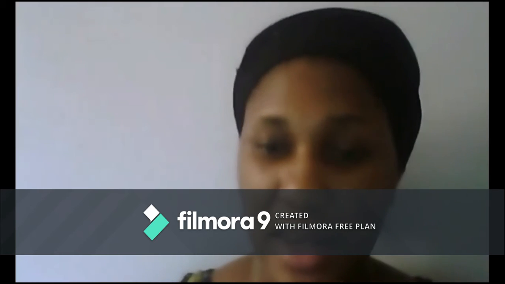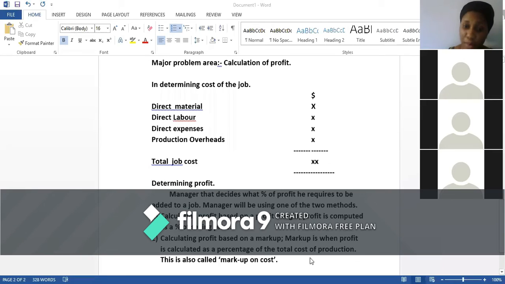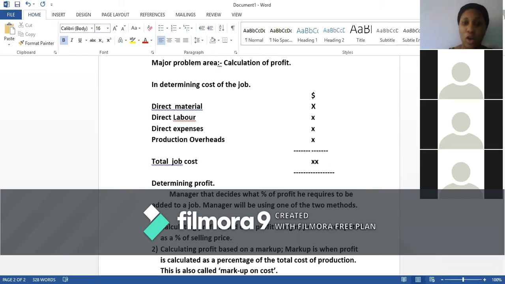When profit is calculated as a percentage of selling price, we call it the profit margin. When profit is calculated on cost, as a percentage of the total cost of production, we call it markup. This is what the examiner would be looking at when he is testing any question on job costing. He is interested in whether you know how to calculate markup or margin. So any question that he will be bringing under job costing will be centered around the determination of profit.